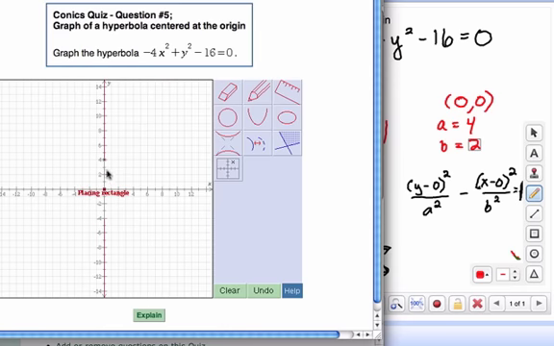I plot that point. Now I need to determine the shape here a little bit. So that's where this other value comes in. The b value is 2. So I'm going to go out 2 units from the center, place a point, and now I've got my hyperbola centered at the origin. So here's this equation. This is the graph of that equation. Okay.